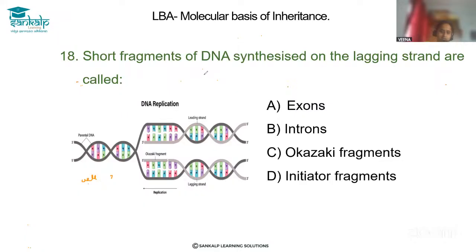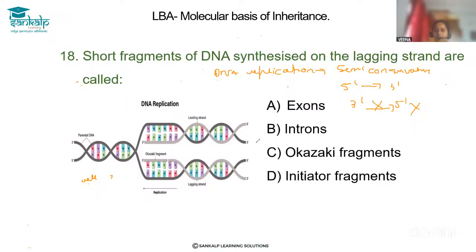So dear students, as you know, DNA replication is semi-conservative, right? And during replication, DNA can only be synthesized from 5' to 3', not from 3' to 5'. So that is not possible. On both sides of the template strand, it cannot synthesize 5' to 3' directly.